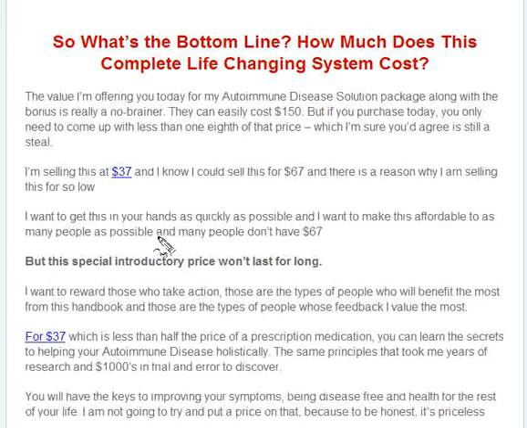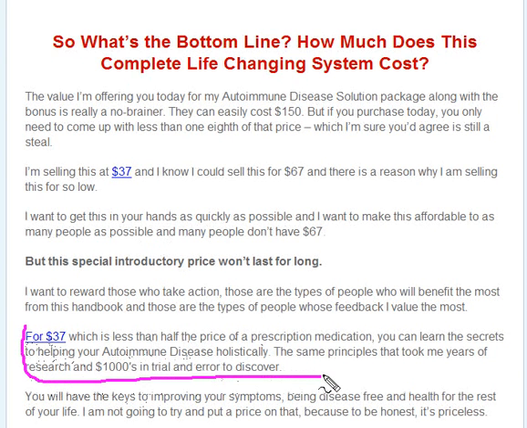Now for your price presentation, I think the best thing you can do is compare the price to the medication that the person is actually using. Compare how much they're paying for medical care, for medication, for doctor visits, and the time they waste having to go to the doctor and so forth. Compare that to the price that you're asking them to pay.